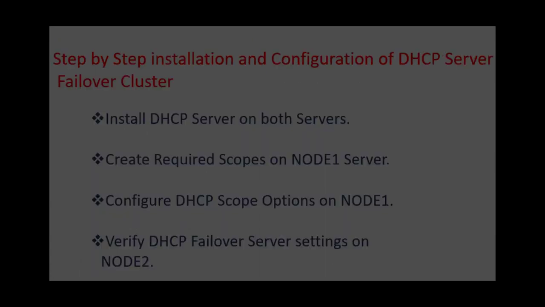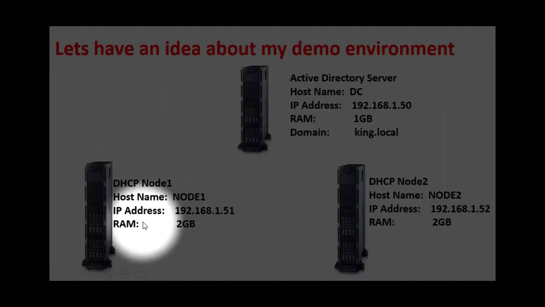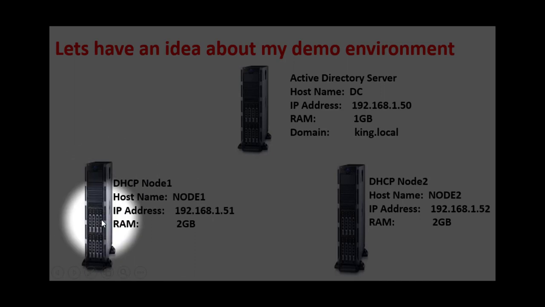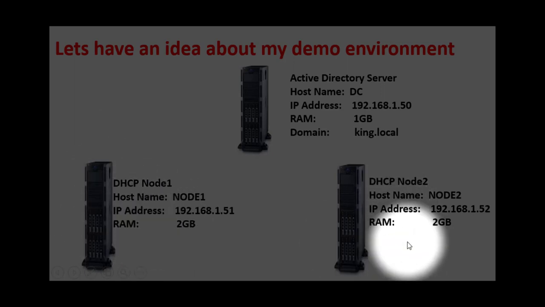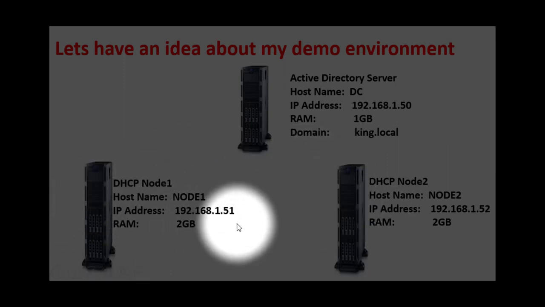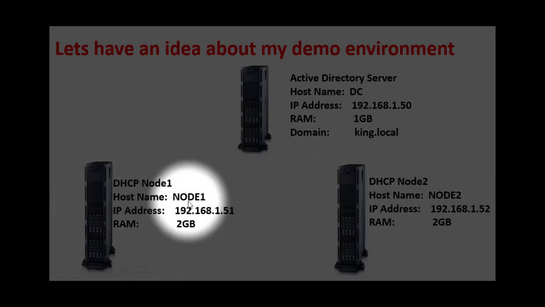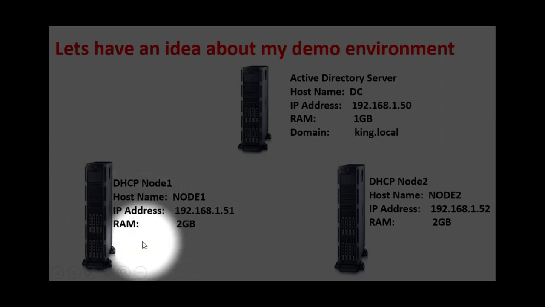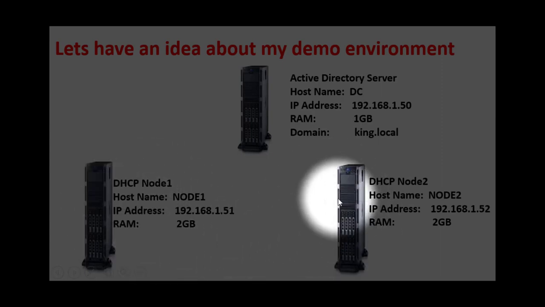Alright, now let's see the steps. Step-by-step installation and configuration of the DHCP Server Failover Cluster includes this. The first task we need to do is to install the DHCP Server role on both servers. So the two nodes that we talked about, we need to install the DHCP Server role on node 1, and we need to install it on node 2 as well, because they both are going to be configured to set up DHCP failover. So that's the first step that we need to do.